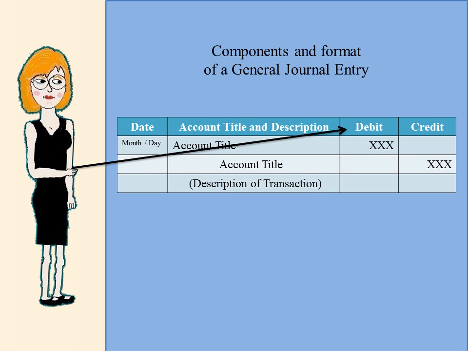Next is the debit, which is the left side, and the credit, which is the right side of the amounts columns. The debit is placed on the first line and the credit is placed on the second line. These two numbers must balance for the journal entry to be correct. Now let's look at an example.